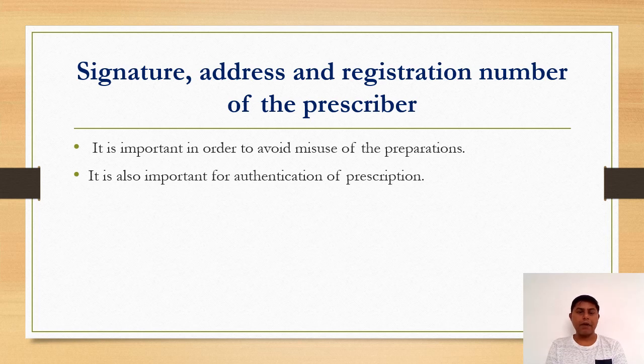The last part requires the signature, address and registration number of the prescriber. It is very important in order to avoid misuse of the prescription. It is also important for authentication of the prescription, because if these things are not mentioned on the prescription, you cannot say the prescription is authentic. It can be written by anyone. So writing these is very important on a prescription.